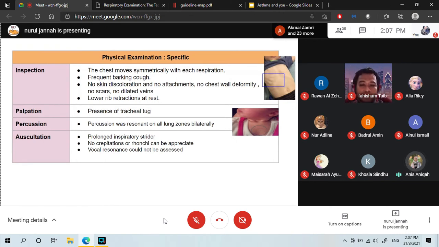Tracheal tug means that, as you can see in the picture, the pathophysiology of it, why? Because this patient has croup. So because of inflammation, and later on swelling around the trachea, the trachea will be narrow, and then there is lack of air pressure. That's why the skin is tucked in, as you can see in the picture. You can see the tracheal tug.